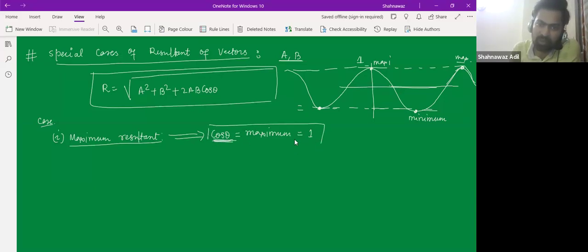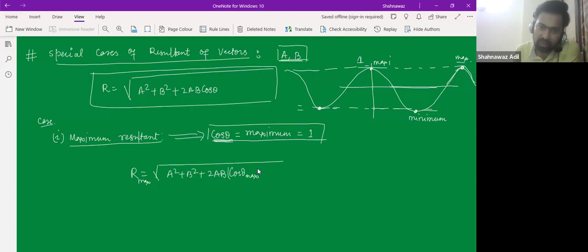So we want to calculate the maximum resultant. This thing would be maximum, because A and B are fixed from the beginning. Only the angle is changing. So R max is the square root of A square plus B square plus 2AB cos theta, and cos theta is 1 at theta max. So this is A square plus B square plus 2AB, which is the identity A plus B whole square. The root and square cancel and you have A plus B. So whenever they say calculate the maximum resultant, that is simply A plus B.